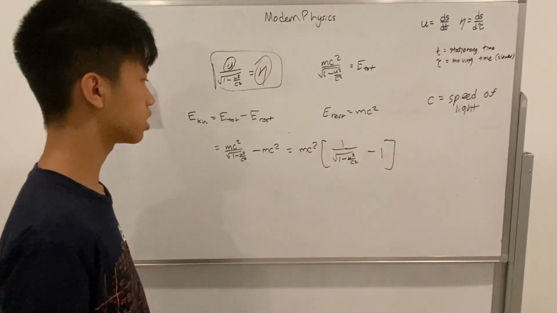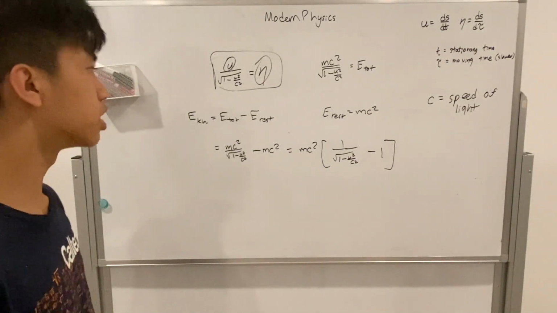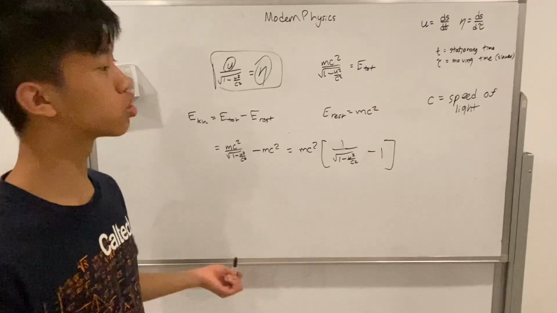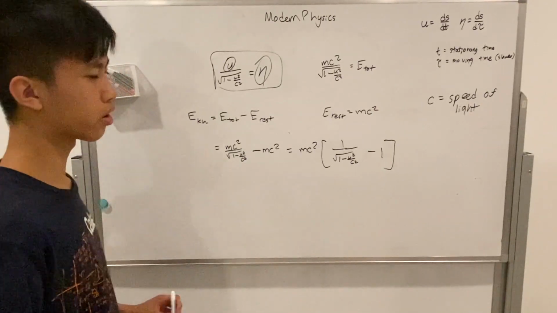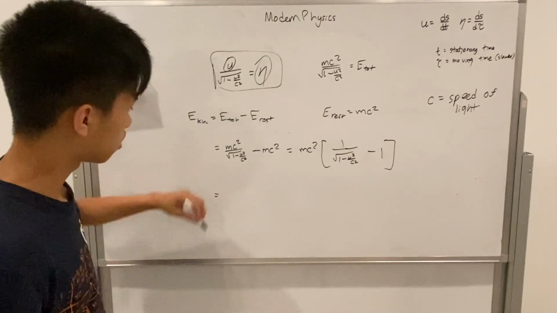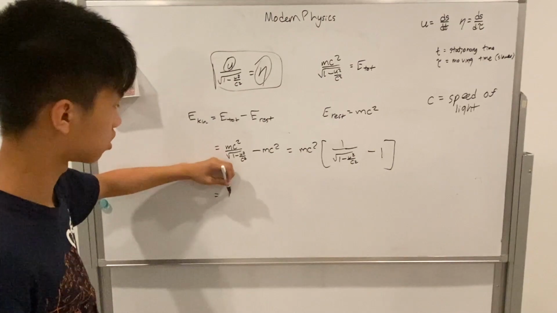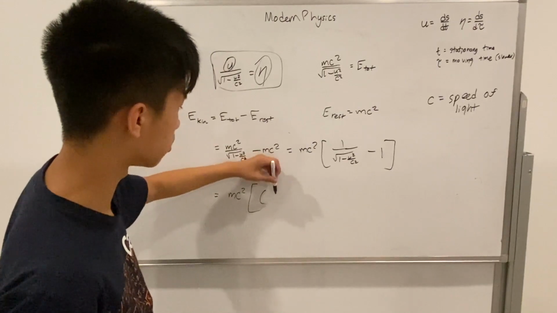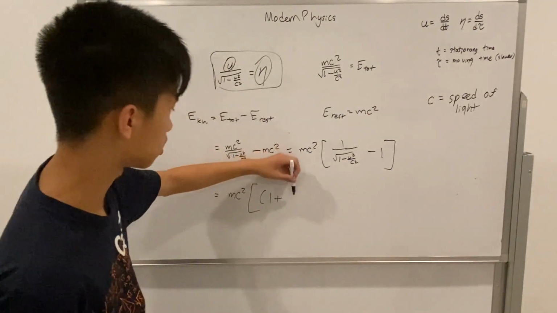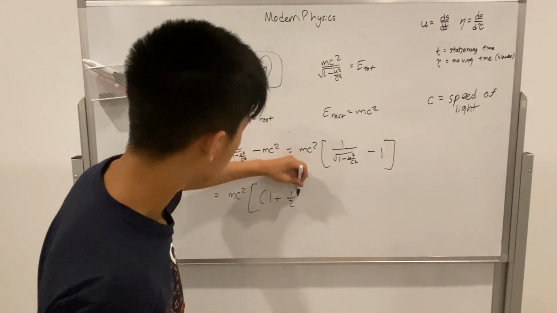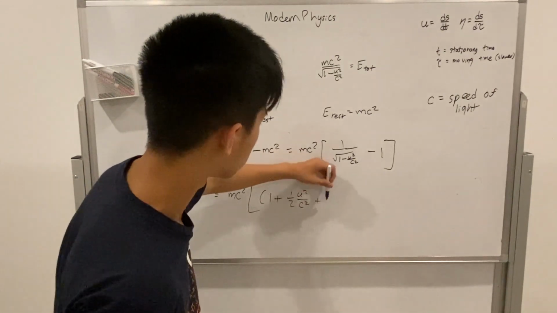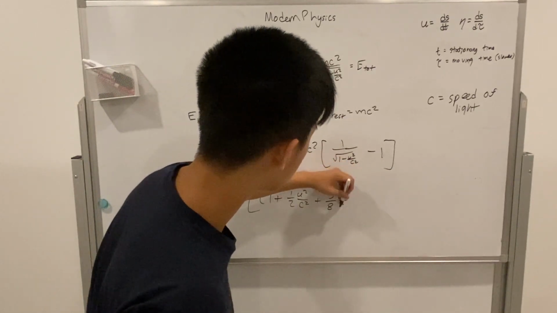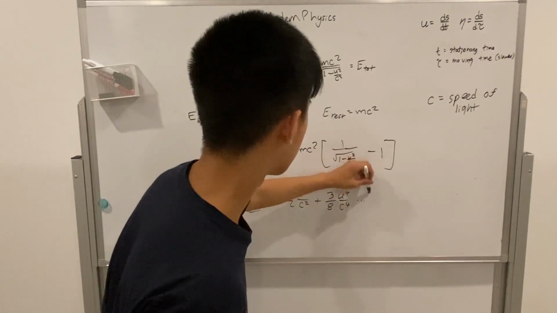And this formula here has really interesting repercussions. Like earlier, I keep repeating myself, but it's all really interesting. I mean, if you made it this far in the video, then you have to be fascinated, I'm sure, by this topic. So you can expand this into a Taylor series, and you'll get something like this: 1 plus 1/2 u squared over c squared plus 3/8 u to the 4th over c to the 4th, minus 1.